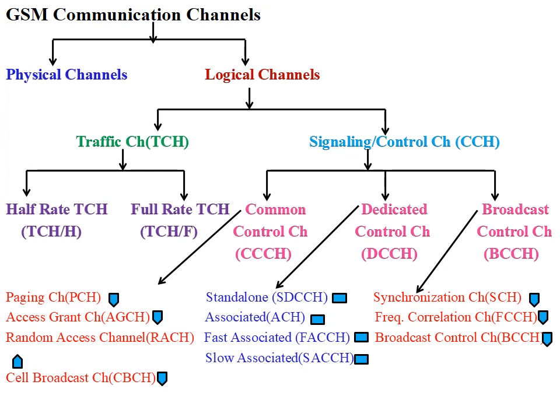First we go for the common control channel, which is divided into three types: paging channel, access grant channel, random access channel. They are used to establish the connection between the mobile station and the BTS. All information regarding the connection setup between the MS and BS is exchanged with the help of the common control channel.